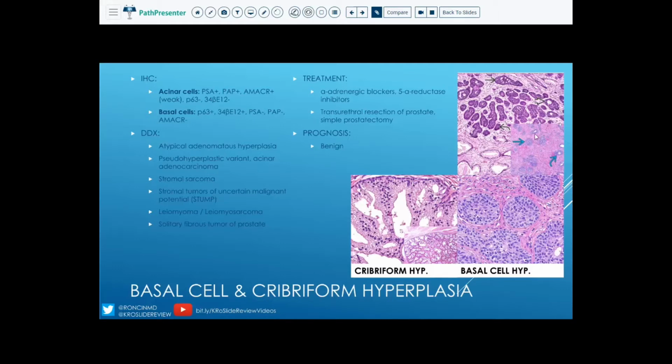So here we have some examples of basal cell hyperplasia and another example of cribriform hyperplasia. This obviously does not have the clear cytoplasm, so this is just regular cribriform hyperplasia. And this is just a really nice contrast to see both the incomplete and complete basal cell hyperplasia, which is recapitulated here: incomplete, complete, and here are your normal glands. So you should see that stark contrast.